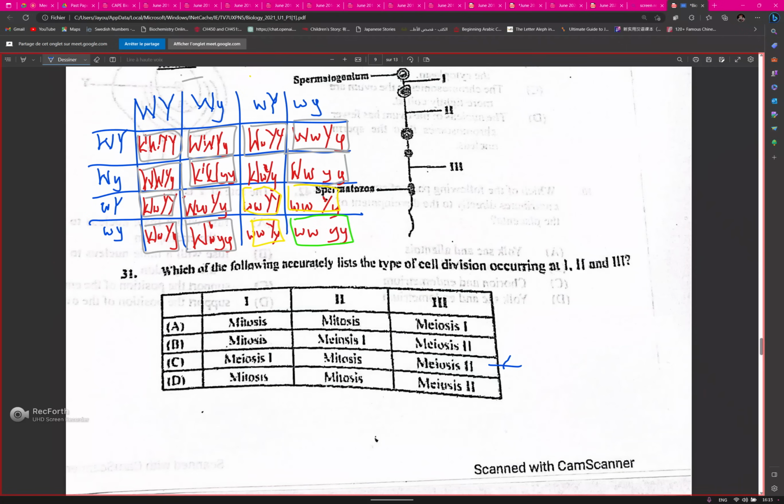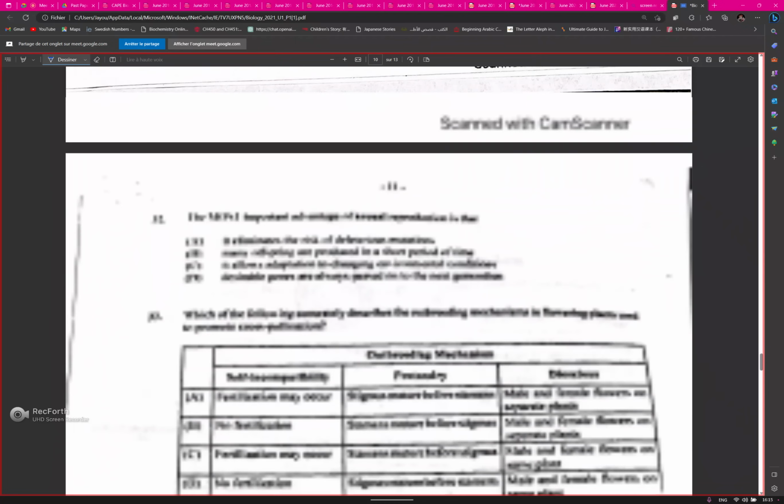Well, yes, it's a primary. The spermatids will be made after meiosis 2, and then after differentiation, there's spermatozoon. Okay, so that means that the answer is B, sir. B.